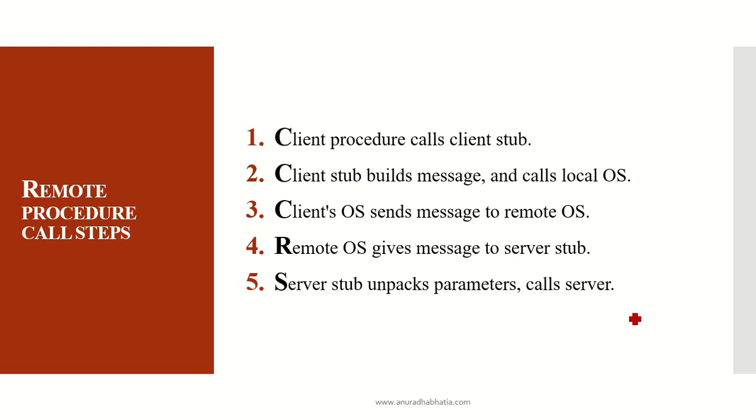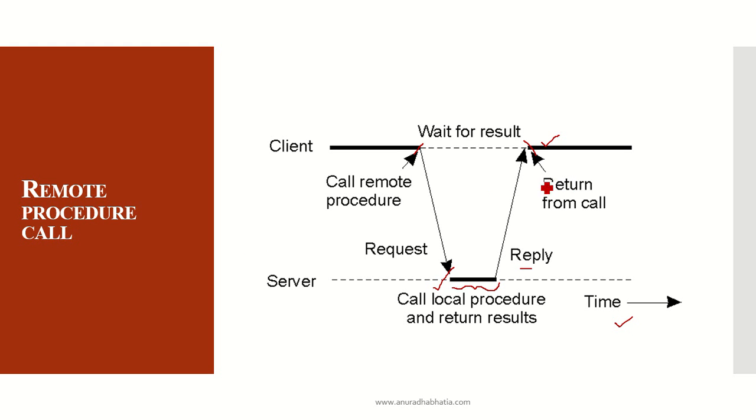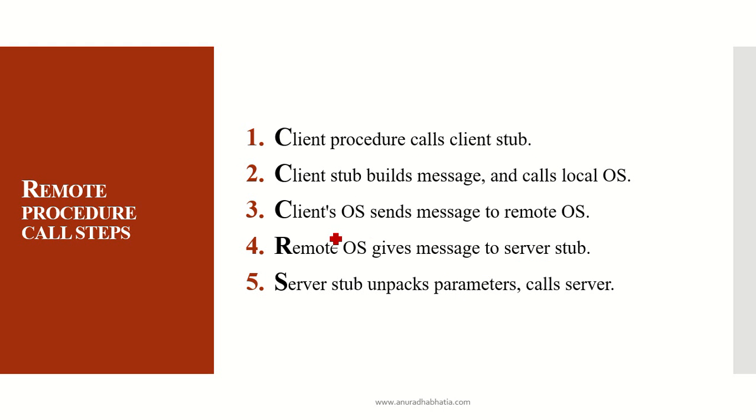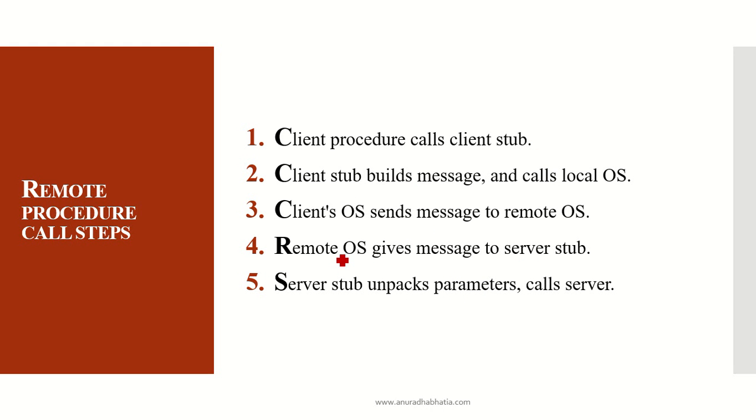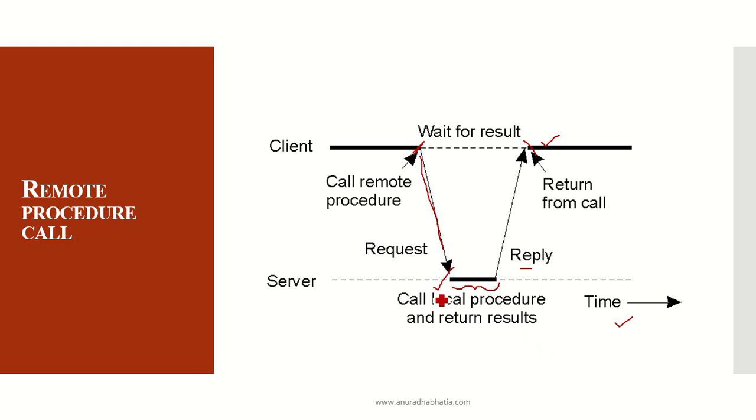These are the steps. The client procedure calls the client stub. The client stub builds the message and calls the local OS. This is what was happening here. The client's OS sends the message to the remote OS. This is where the message request is being sent. The remote OS gives the message to the server stub. The server stub comes into the picture here.